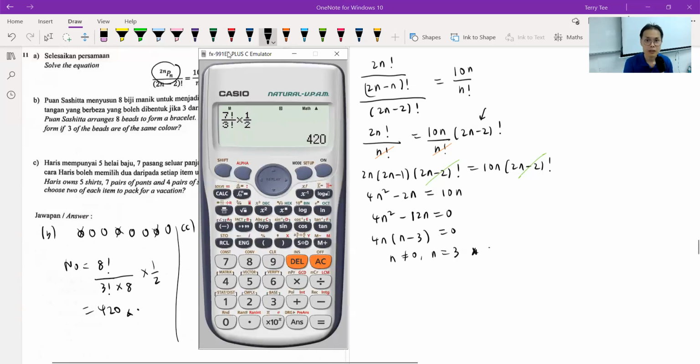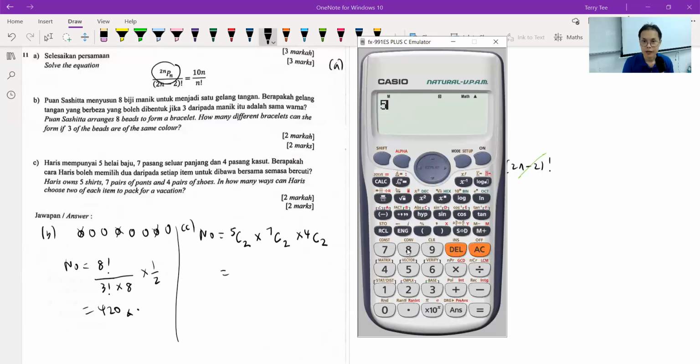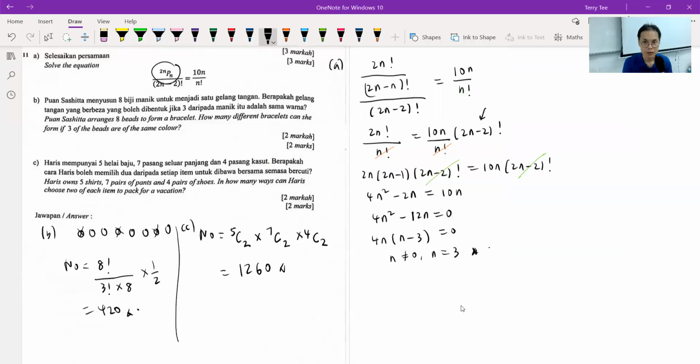So I'm going to type in my calculator here. This will be 5 choose 2 times 7 choose 2 times, oops, my 7 is missing. 7 choose 2 and 4 choose 2. Yep, my answer would be 1260. 1260. Okay.